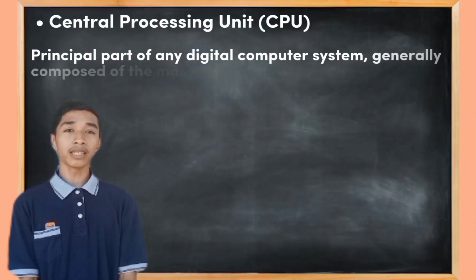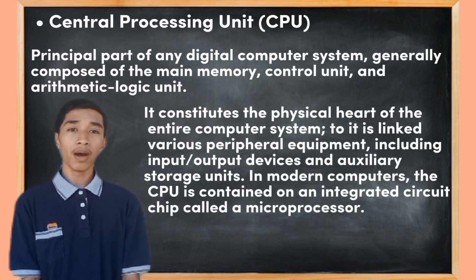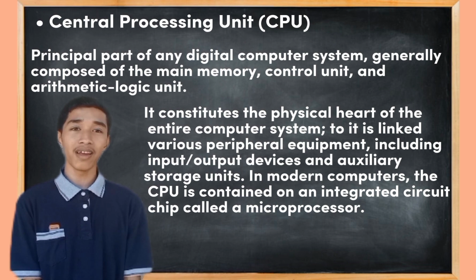The central processing unit is the primary component of any digital computer system, consisting of the main memory, the control unit, and the arithmetic logic unit. It is the physical heart of the entire computer system, to which various peripheral equipment such as input, output devices, and auxiliary storage units are connected.